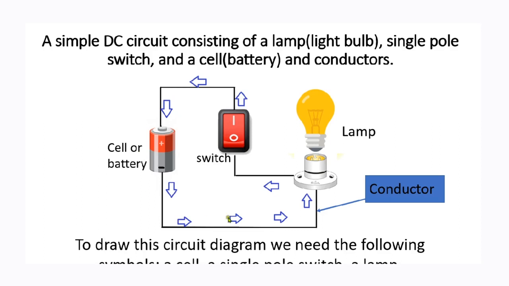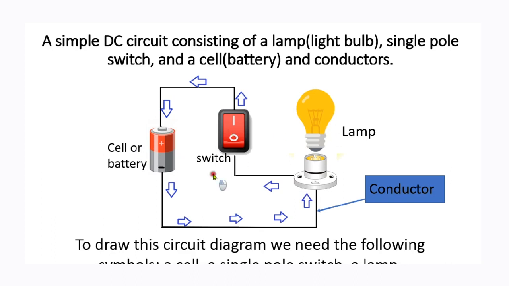In our drawing, you will see that we have the cell, we also have the switch, and we have the lamp, which we also refer to as a light bulb, and they are all connected together with the use of conductors. We need to learn how to draw the circuit diagram, and to do that we need the following symbols. We need the symbol of a cell, a switch, and a lamp.